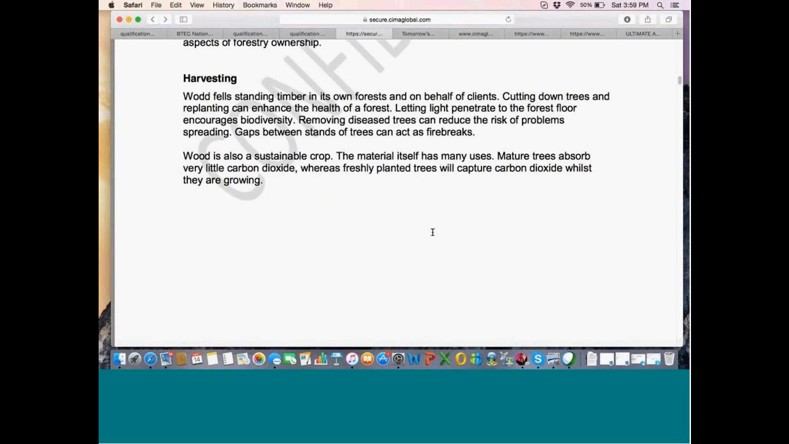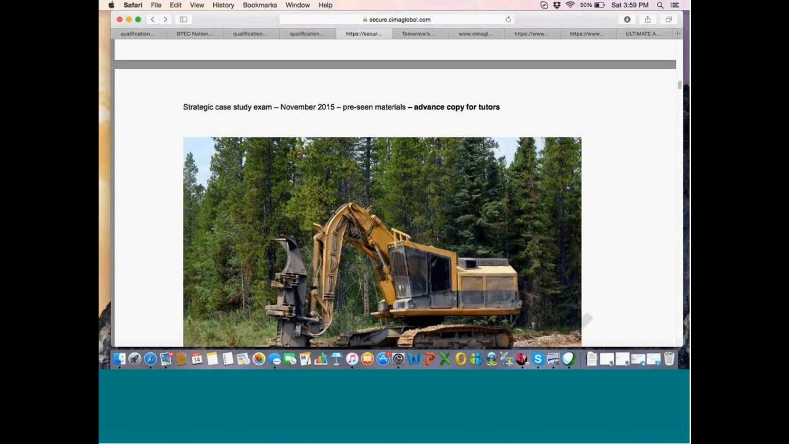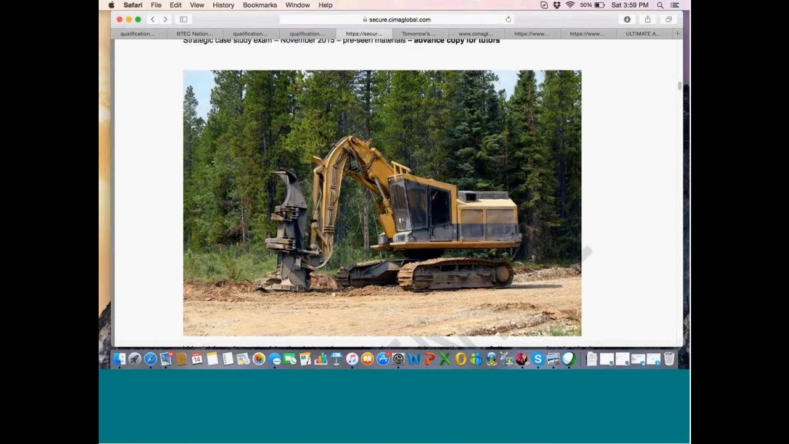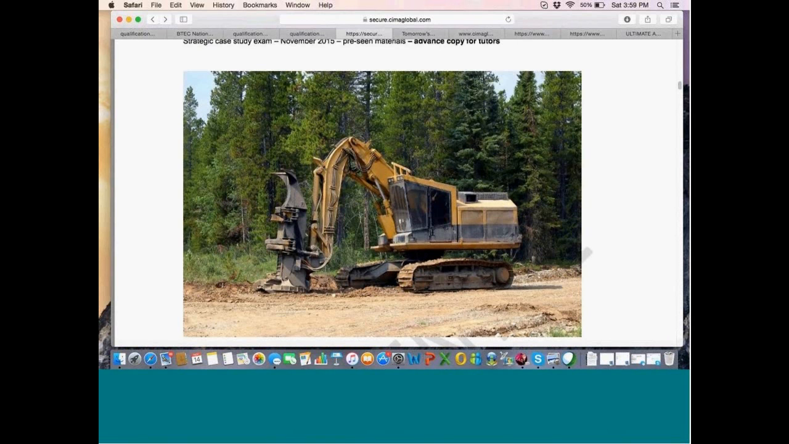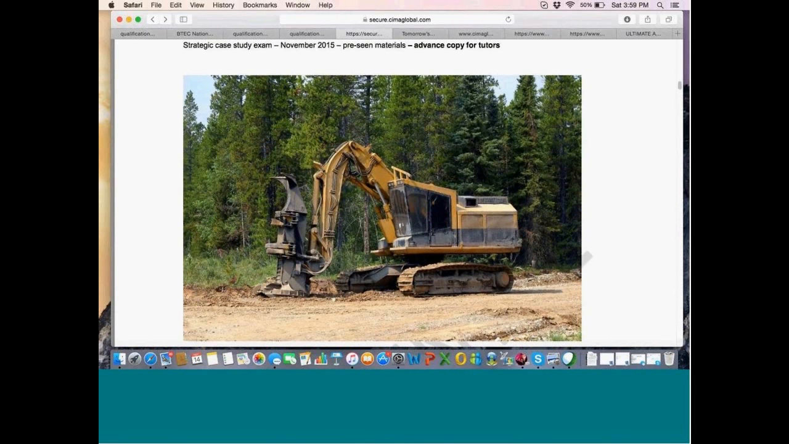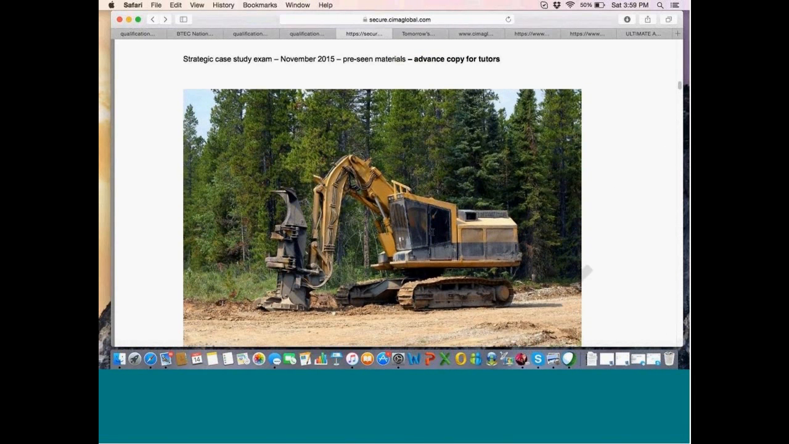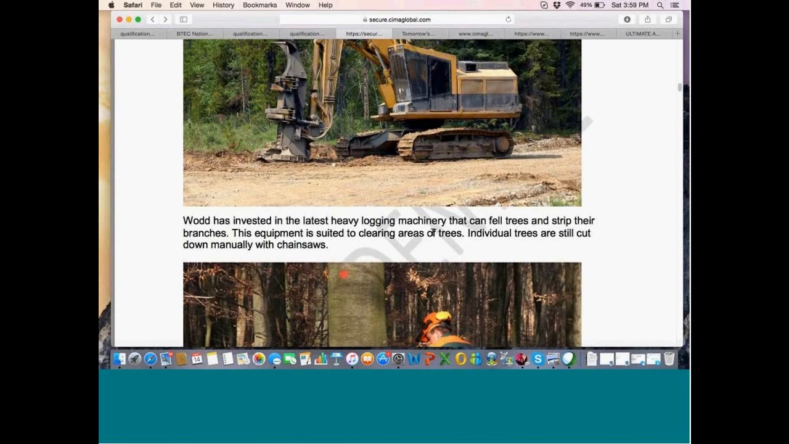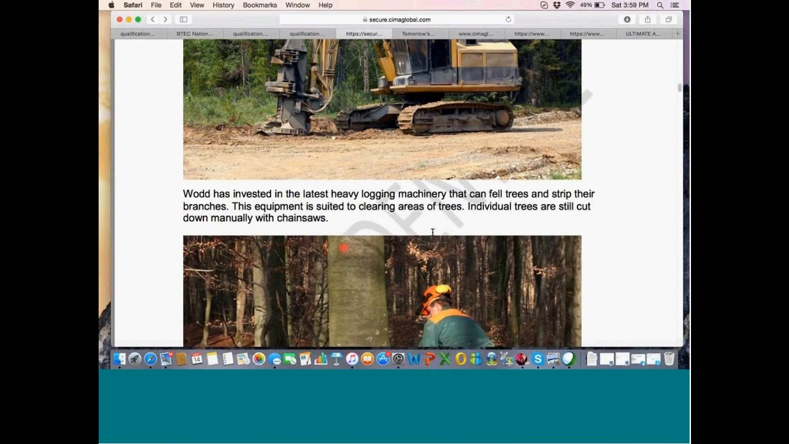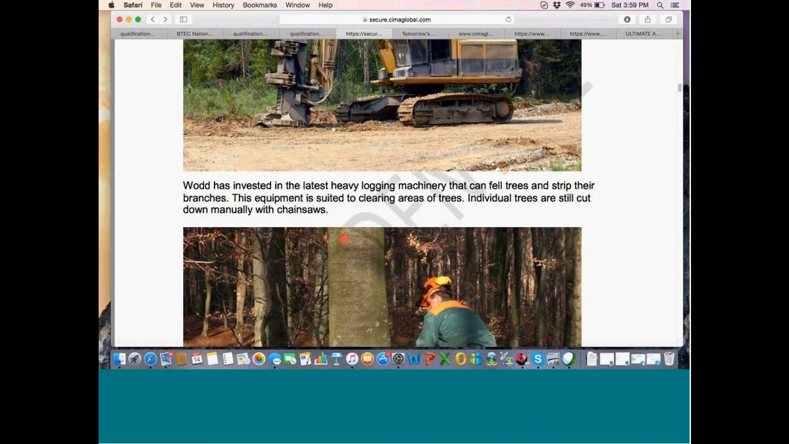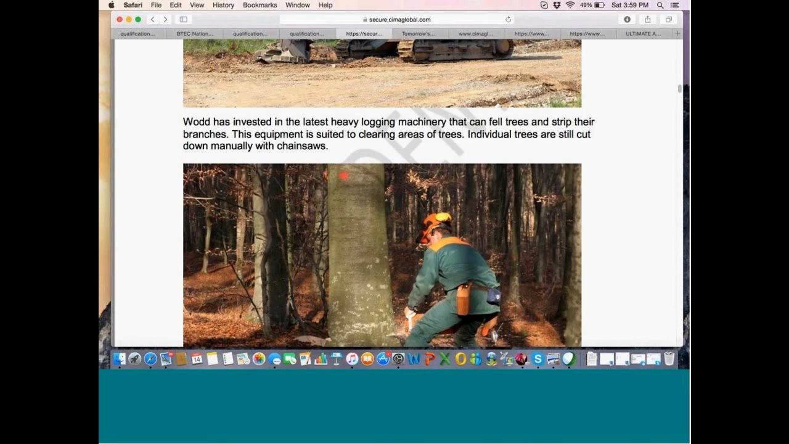And we can see what they have given. To make things real, this is the type of equipment we use, right? So they themselves have invested in heavy logging machinery that can fell trees and strip their branches. This equipment is suited to clearing areas of trees. Individual trees are still cut down manually with chainsaws. Now this is where it can be quite dangerous, as they say, right?